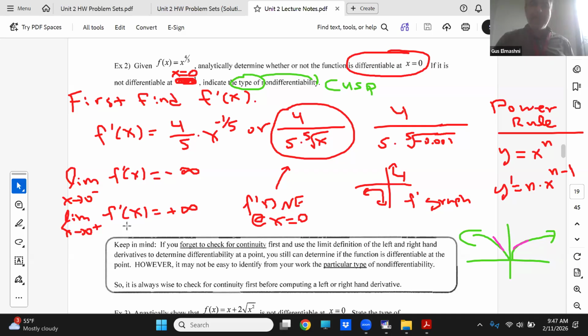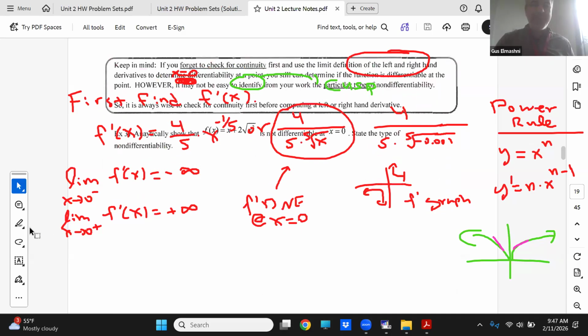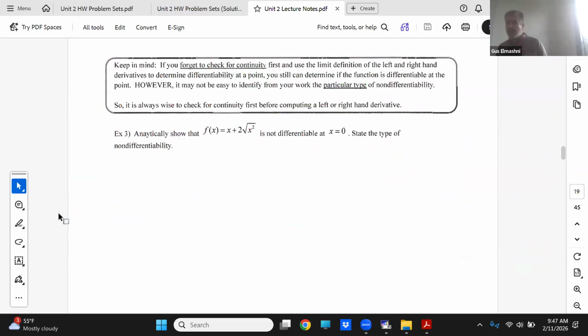Okay, I think I broke that down as much as I could. So let's move on. Next up, let's show this is not differentiable at x equals 0. State the type of non-differentiability. Okay, now this looks a little complicated, like, whoa, root x squared, what do I do with that? But we've talked about this already. We built up to this.